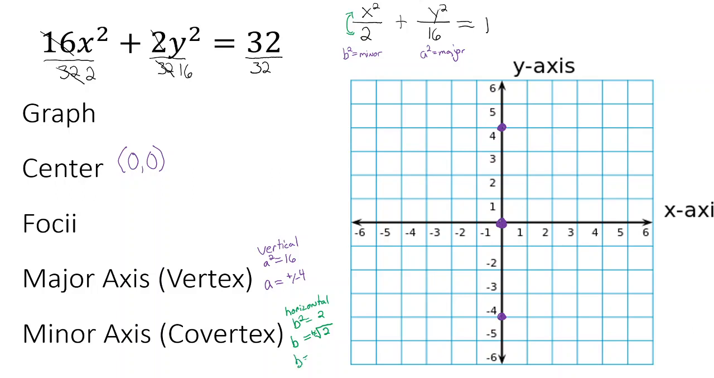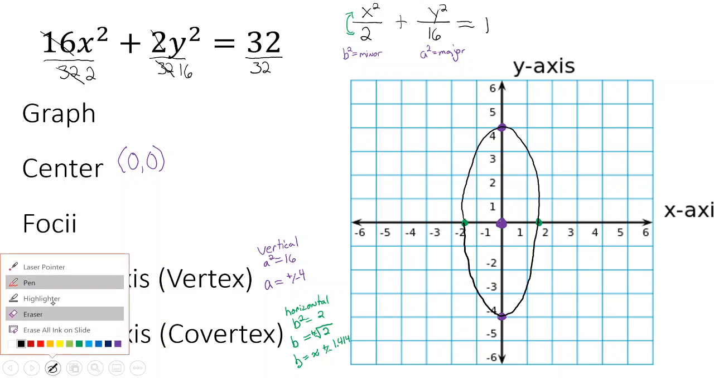So b equals approximately plus or minus 1.414, so about 1.5. That means horizontally, I'm going to move out 1.5, and I'm going to move out 1.5 the other way. Now, remember, the foci are going to travel on your major axis. So your foci this time are going to go up and down. So our foci are going to, get out the laser pointer here.